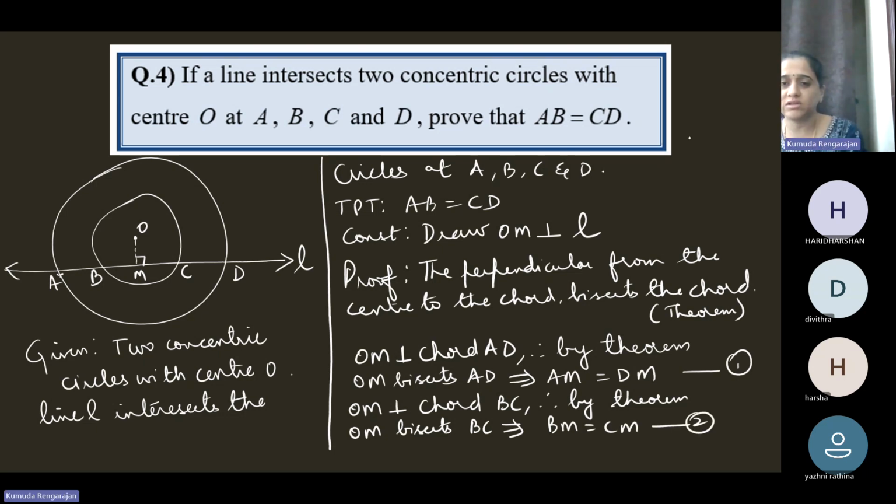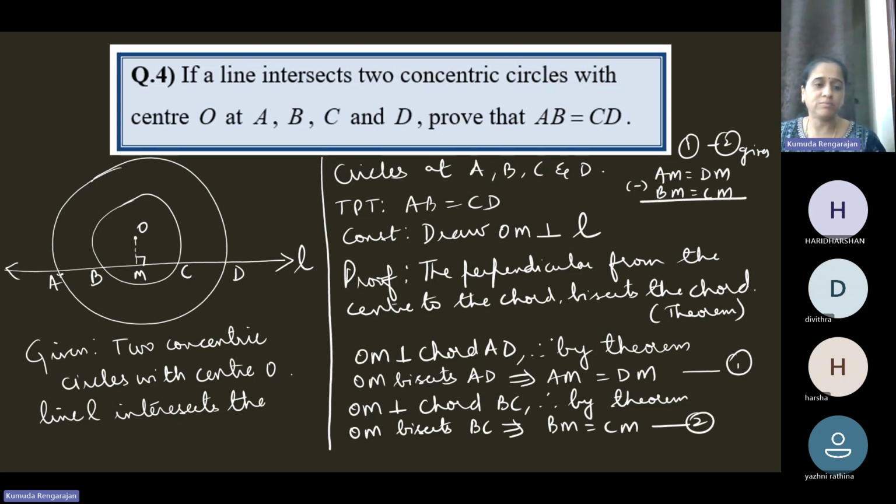Now let's write these two results one below the other. Okay, so 1 minus 2 gives. What is 1? AM equals BM. And 2 is BM equals CM. Now subtract the two results. AM minus BM is AB equal to BM minus PM. You see. Hence, right?